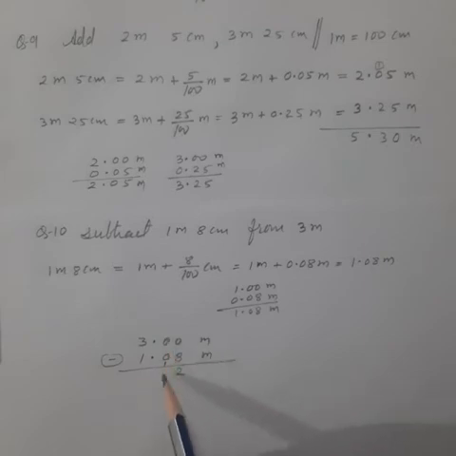Again 0 is smaller than 1. Borrow 1 from here. 10 minus 1 is 9. Point below the point. And 3 minus 2 is 1. Answer is in meters. So the answer is 1.92 meters.